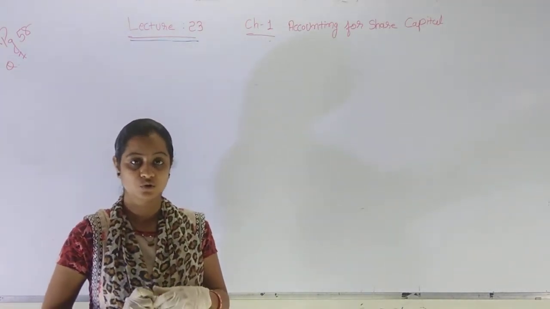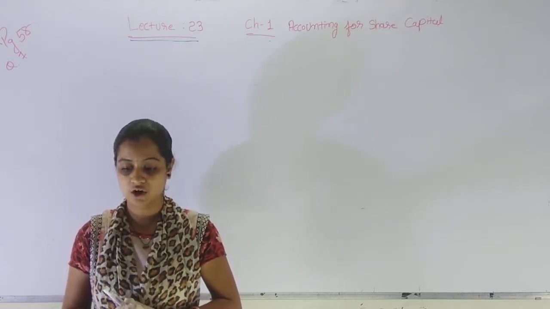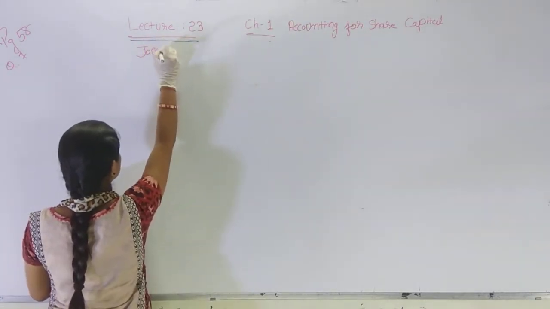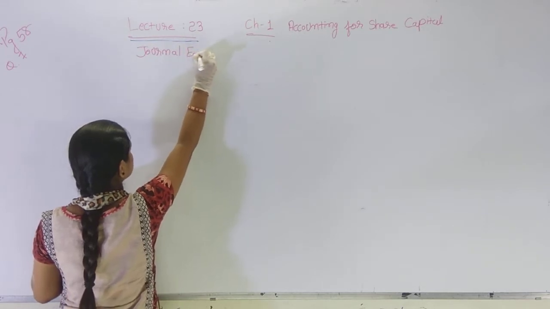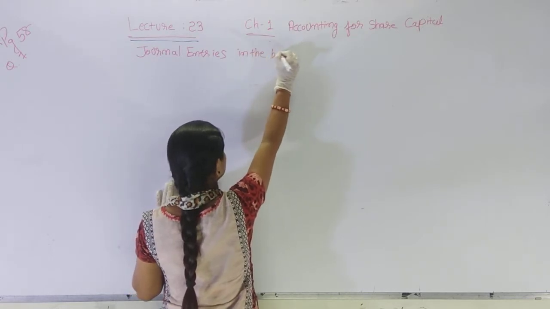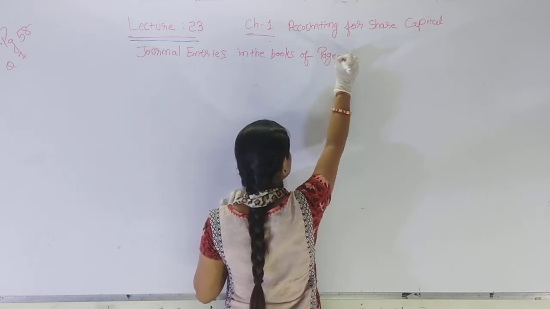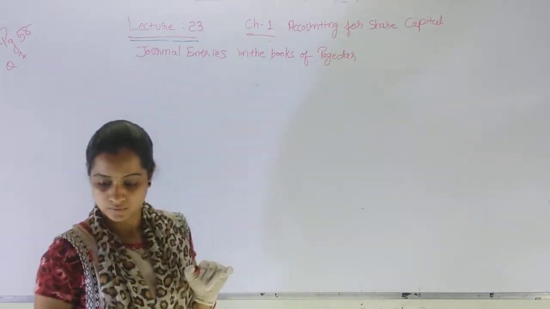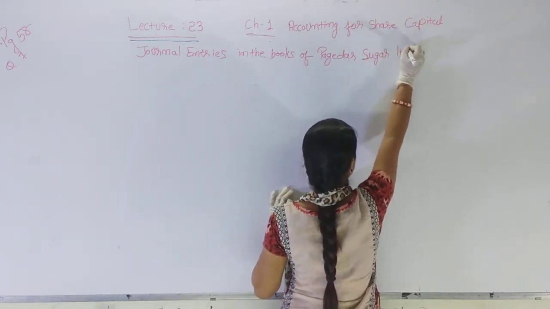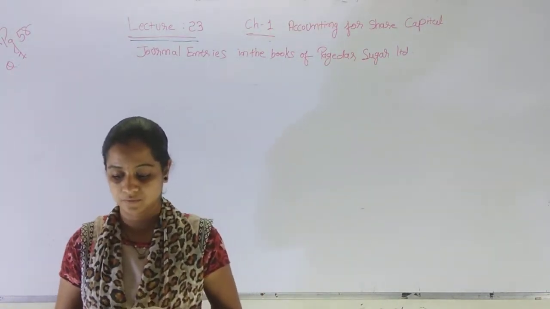First of all, we have to give the head. For that, I have to read the name of the company. See, in question 7, Pajdar Sugar Limited of Nagpur. So this is the name of the company. First of all, I will give the head: journal entry in the books of Pajdar Sugar Limited, right?